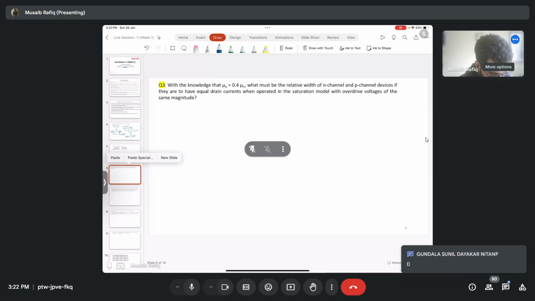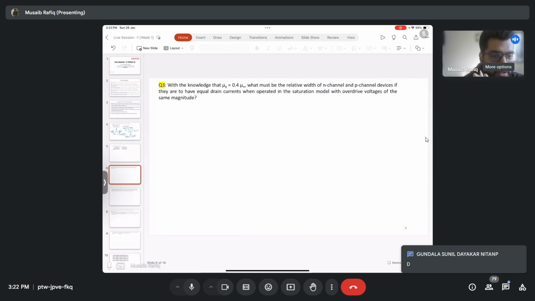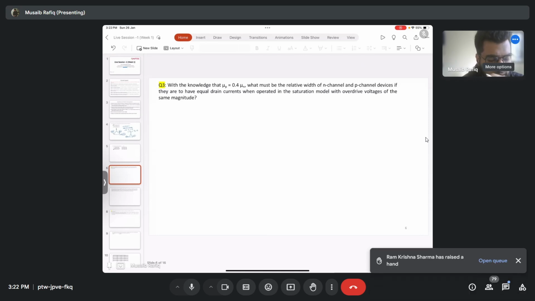Now question number 3. I have marked this, which means I would like you to solve it first at your place and type in your answer. Most of the questions are theoretical, and sometimes you will not be able to answer directly, but you can type in your answer in the chat box, and after some 4 to 5 minutes I will show you the solution.